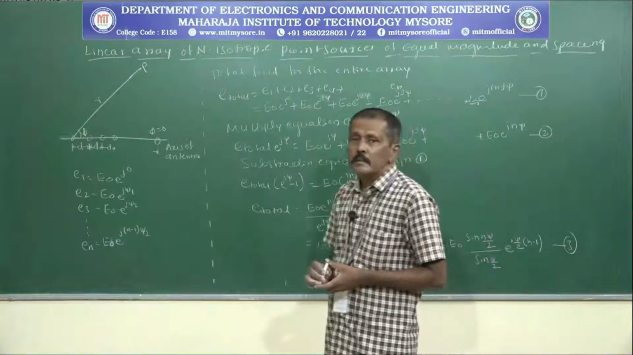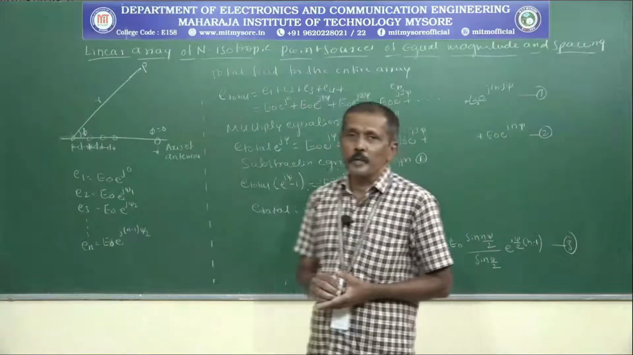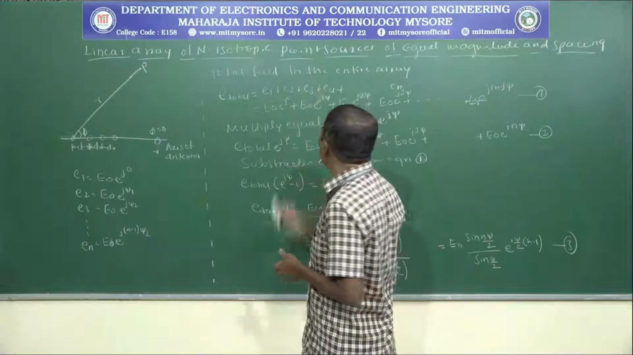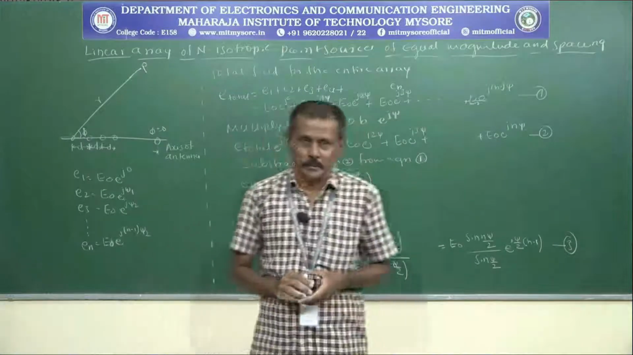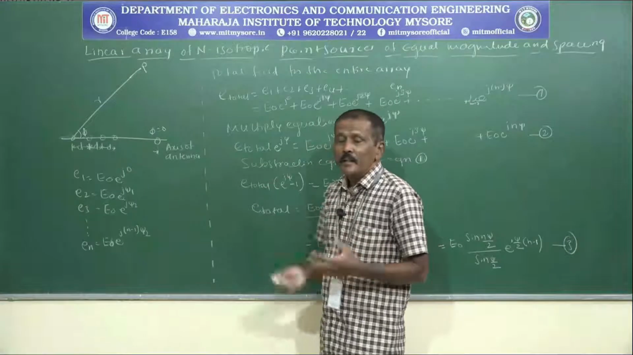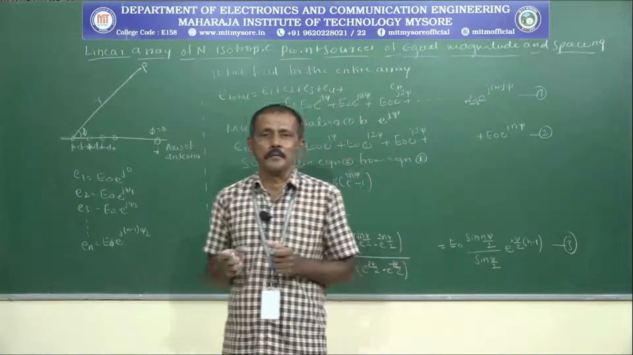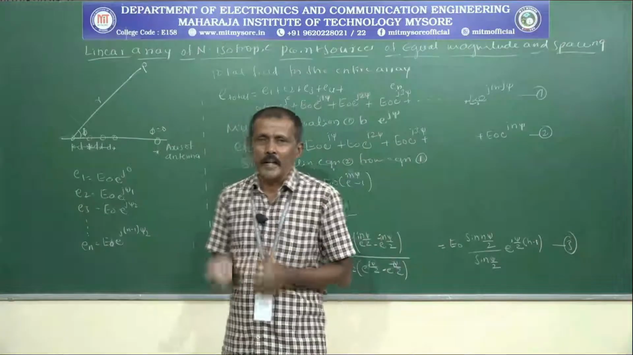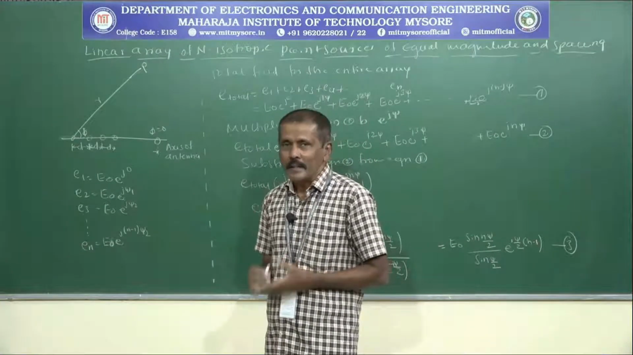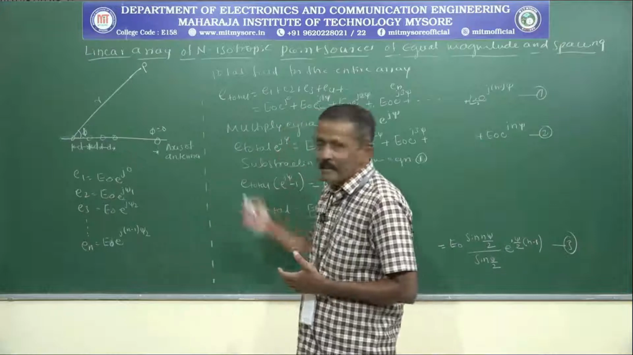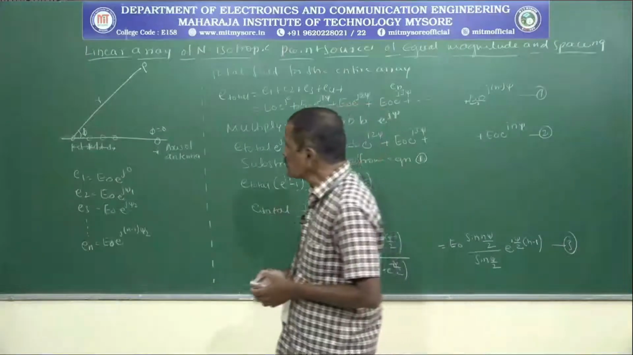Consider a case: a linear uniform array of n isotropic point sources of equal magnitude and spacing. That means we have n antenna elements, arranged in a linear and uniform manner, and then we have to calculate the various parameters.